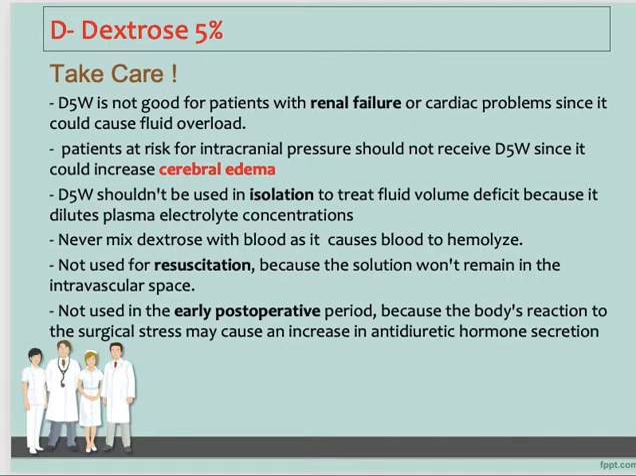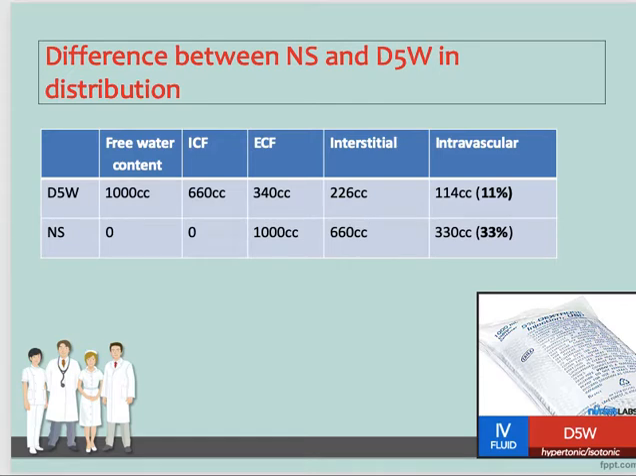So this is the difference between normal saline and dextrose 5% in water in distribution, like how much free water content this one has or this one has, and how much of each will be distributed in the ICF, in the interstitial fluid, and in the intravascular space, right?